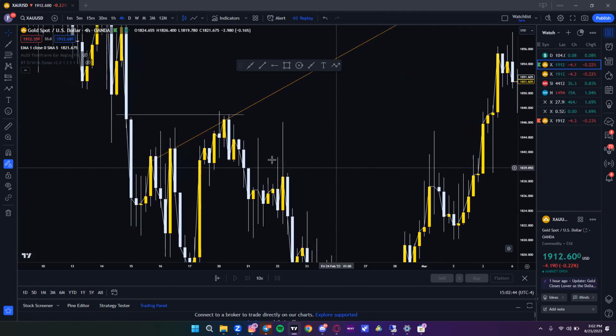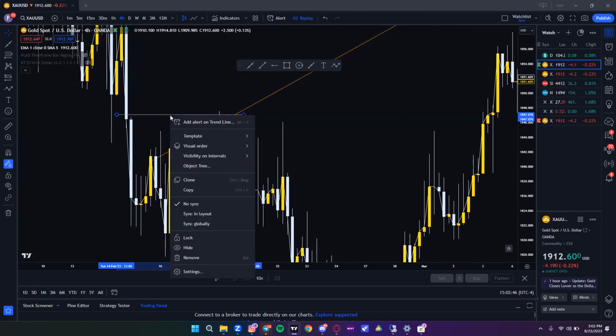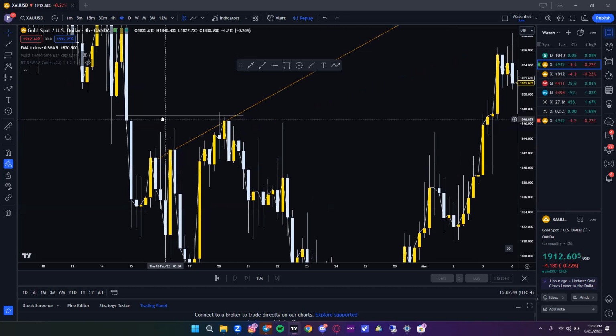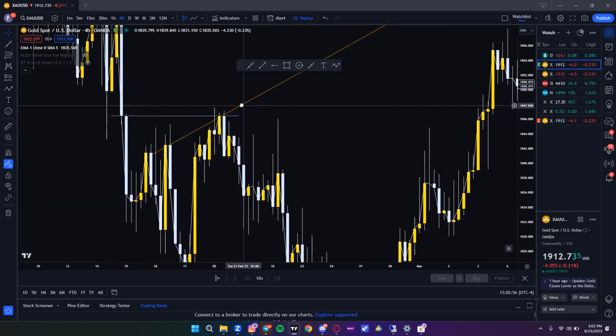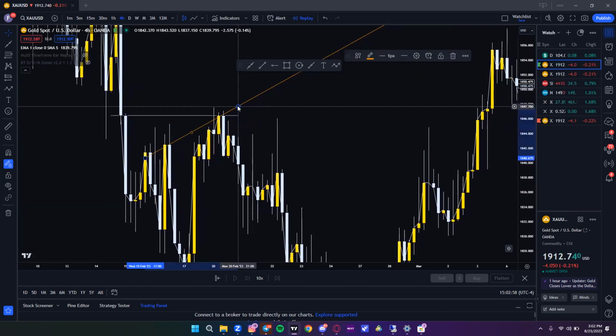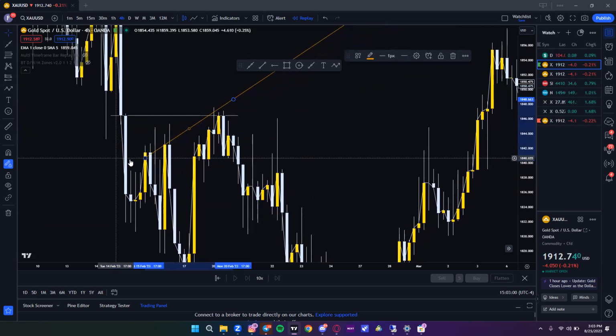So you have your SNR level right here. Let me just make this tight. And you can see point 1, point 2, point 3. You enter over here, and it drops.